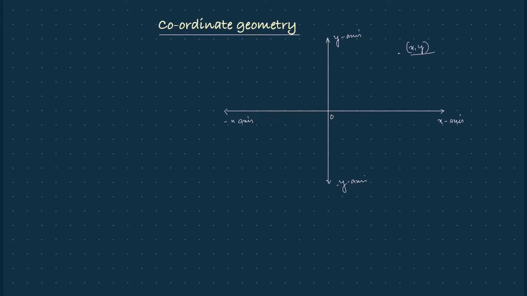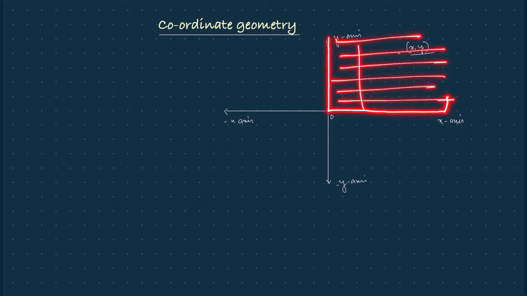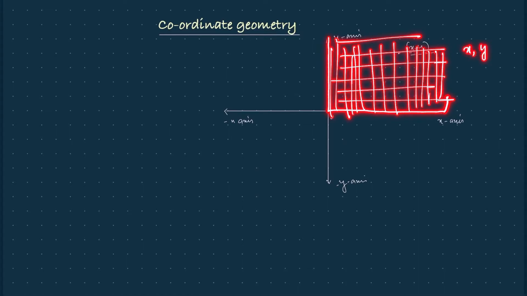Now this is the first quadrant, from positive x and positive y. This whole region is the first quadrant. In the first quadrant, all x and y will be greater than 0. Suppose any point x and y is given; from the signs of x and y, negative or positive, you can decide in which quadrant that point is lying.